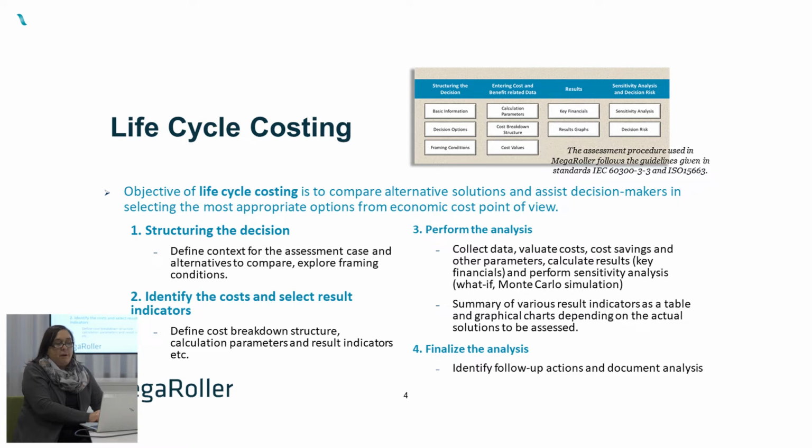The first one is structuring the decision, where the case for the assessment is defined, also with the framing conditions. And in this case, that was the Megaroller device. And after that, the second step is the cost identification and defining the most important KPIs, the key performance indicators. And a very important part of the LCC analysis is defining the cost breakdown structure. And this was exactly what we were doing when we were cooperating with VTT and AW Energy in the Megaroller project.